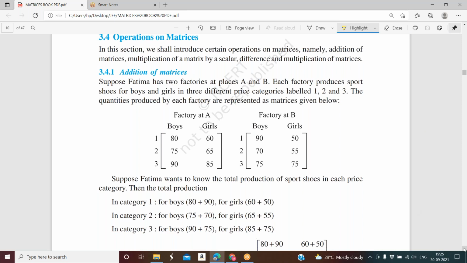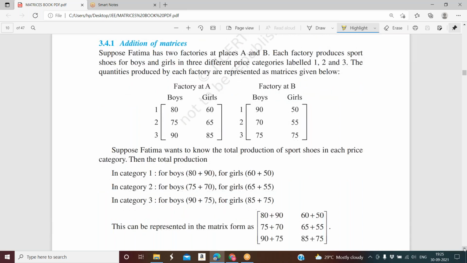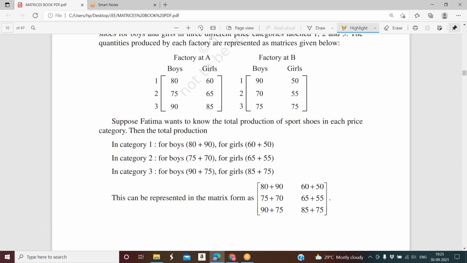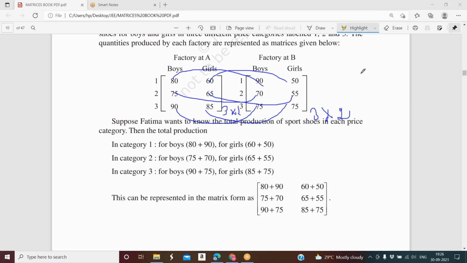Addition of matrices. How can we add two matrices? Is there any condition imposed on addition of matrices? Here the matrix A is of order 3 rows and 2 columns. So it is a 3 by 2 matrix, and this is also a 3 by 2 matrix. So we can add easily. How will you add? A11 plus B11, A12 plus B12, A21 plus B21, A22 plus B22, A31 plus B31, A32 plus B32. So 80 plus 90, 60 plus 50, 75 plus 70, 65 plus 55, 90 plus 75, and 85 plus the corresponding entry. Okay, you can add directly.